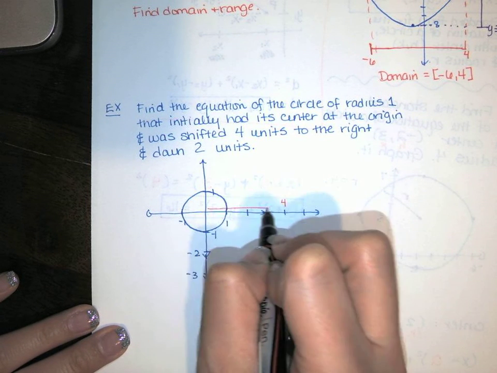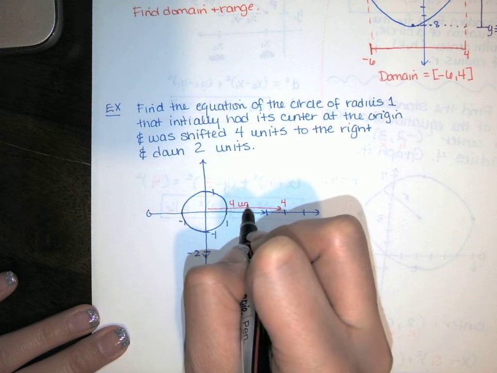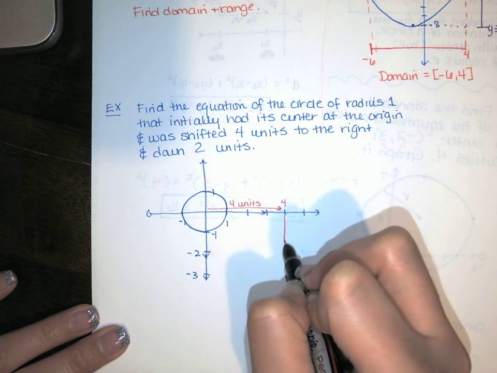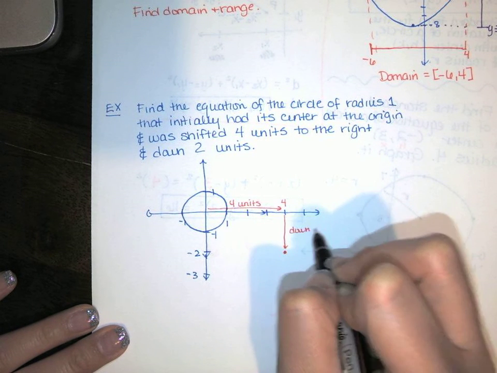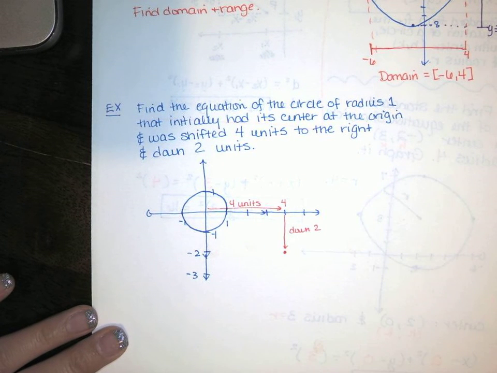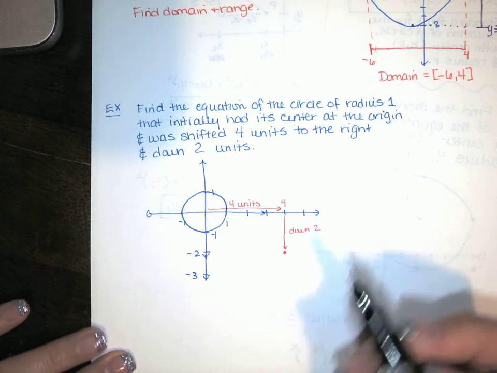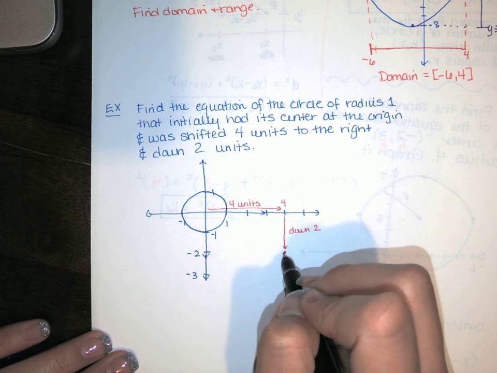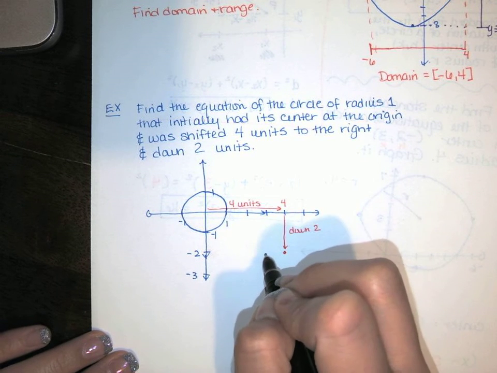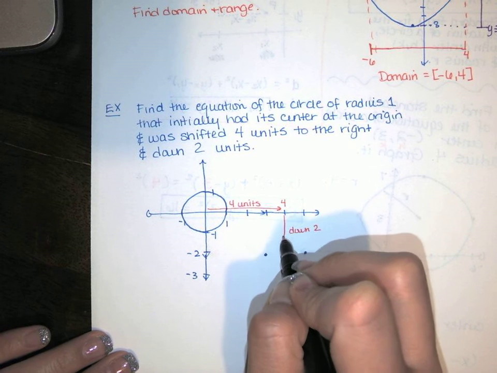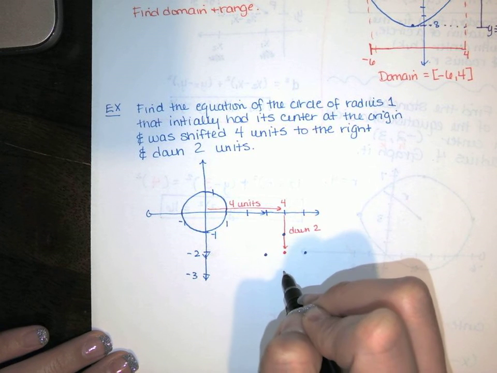So we went 4 units this way and down 2. This is our new center. So from this center point, if it has a radius of 1, it's the exact same circle, but it's centered here now. We're going to go left 1 and right 1, and up 1 and down 1.